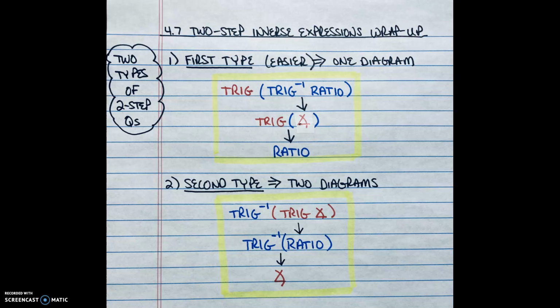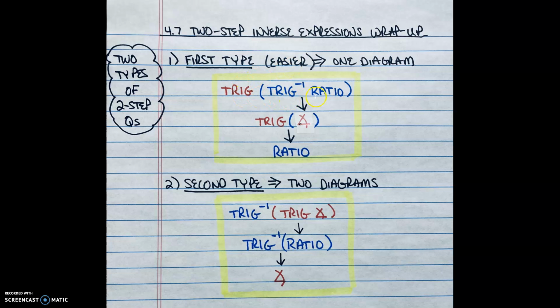The last thing that we need to do is figure out how to solve this two-step inverse expression of what I call the second type. So just a real quick review of what we did on Tuesday. There are two types of two-step questions. The ones that you all did, the first type, I call them the easier ones. That was the 1 through 10 that you did on the worksheet Tuesday and or yesterday.